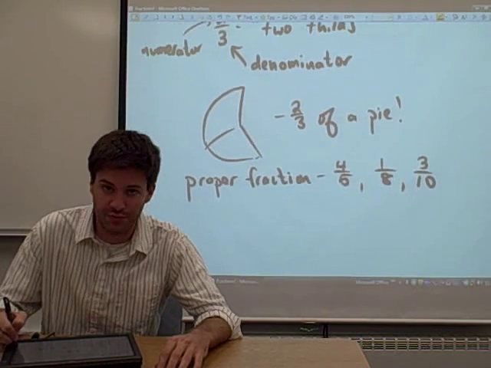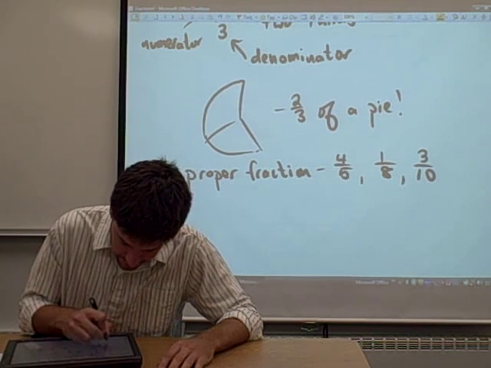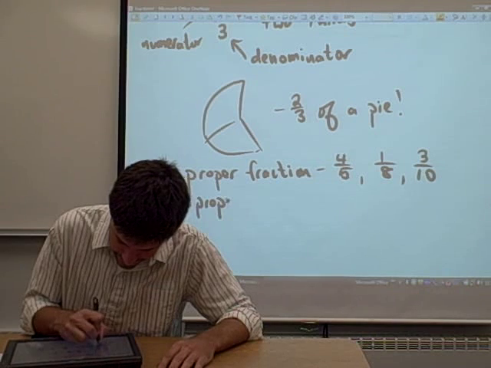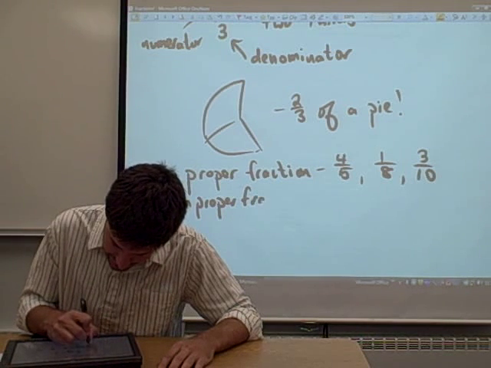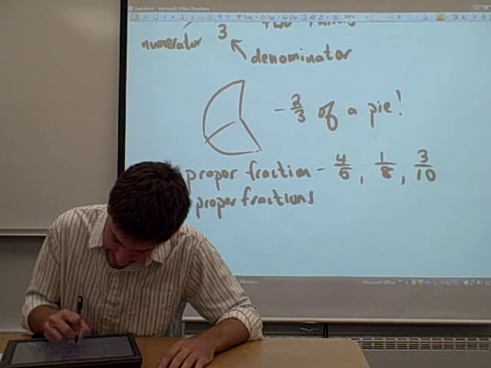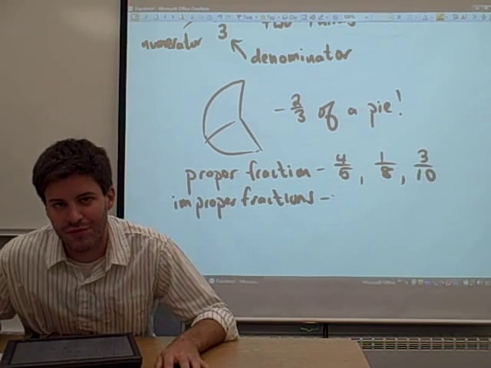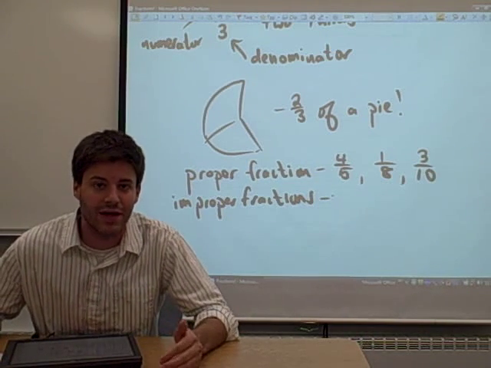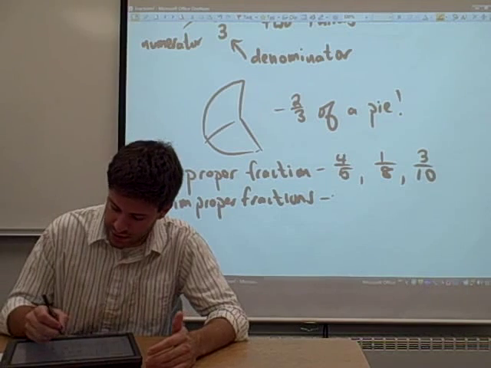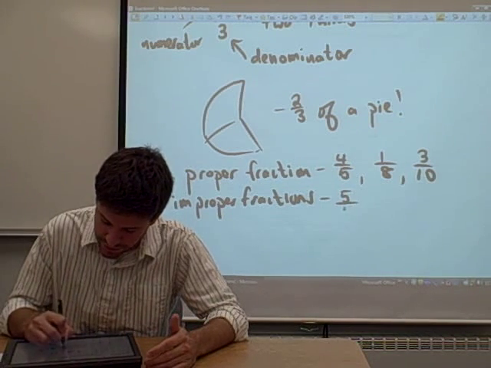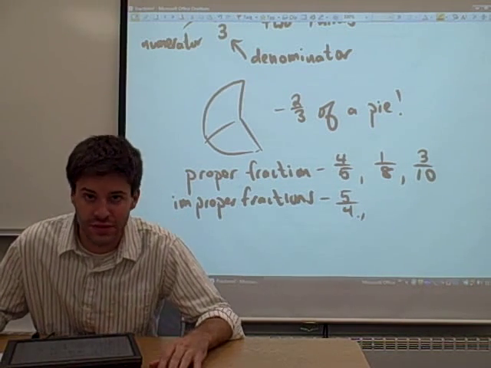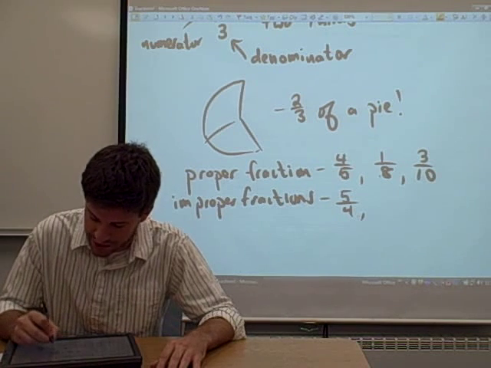There are also improper fractions. Now, in an improper fraction, the numerator is bigger than or it's equal to the denominator. So you could flip that last one around, 5/4. That is an improper fraction.